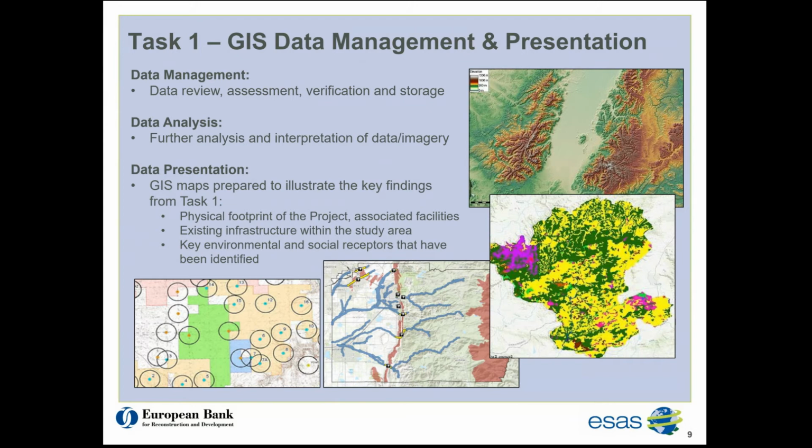These could include maps representing the physical footprint of the project and any temporary areas of land that are to be used, the location of any associated facilities and sources that have been identified of cumulative impacts, and existing infrastructure within the study area, for example roads, pipelines, telecommunication lines, and also features such as public buildings, schools, and healthcare facilities. The key environmental and social receptors that have been identified in liaison with the environmental and social specialists must be included. They may illustrate things such as the location of nearby communities, biodiversity features that have been identified, important water bodies or sources of water, or also cultural heritage resources and cultural heritage sites.